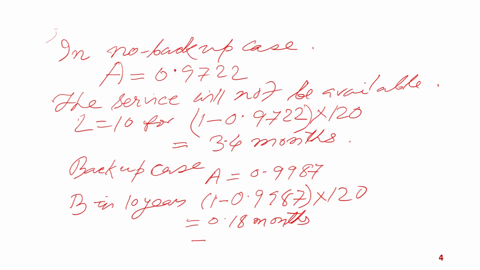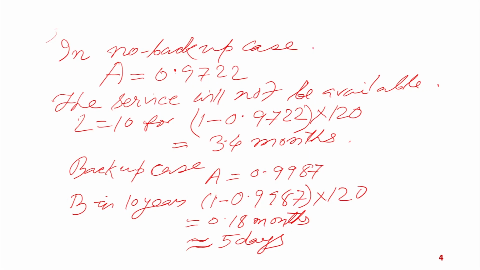If you convert this into days, this will be approximately 5 days. So, you see how with the launch of backup satellites, the satellite availability has improved from 3.4 months to 5 days, but at the cost of a larger number of satellites, since each satellite has a backup satellite. So the cost will increase, but obviously the availability has improved drastically.